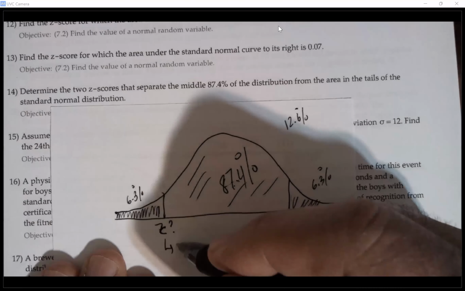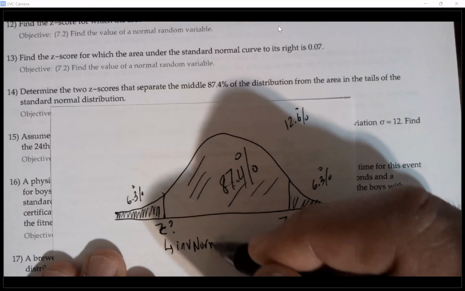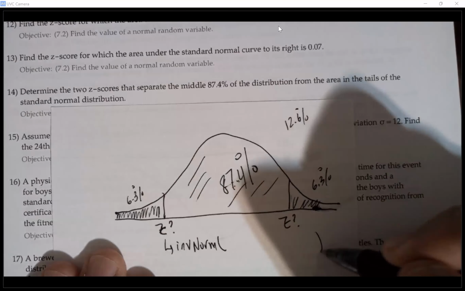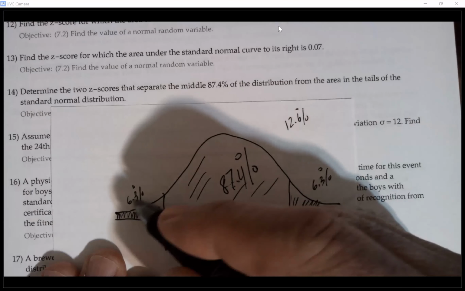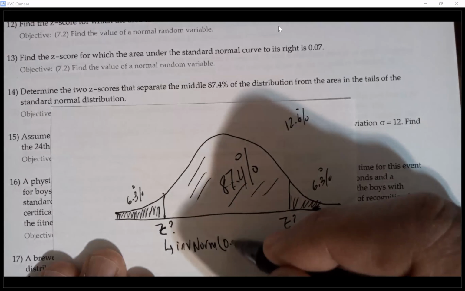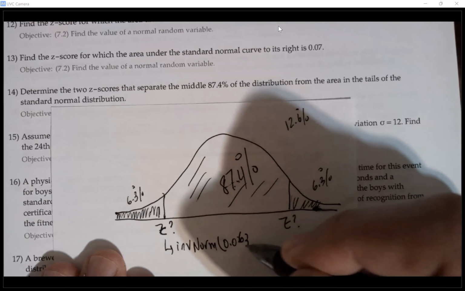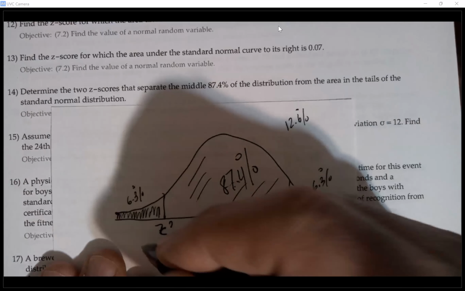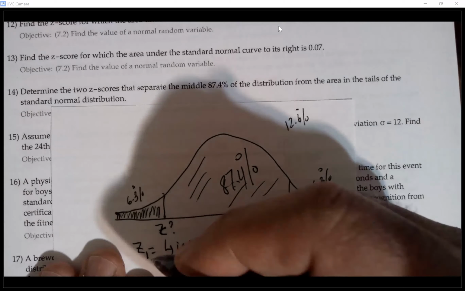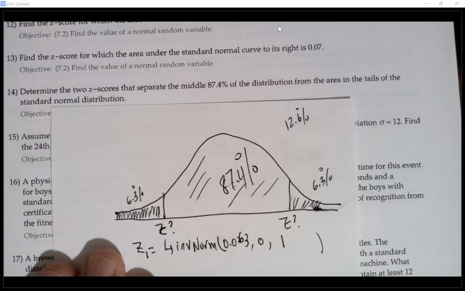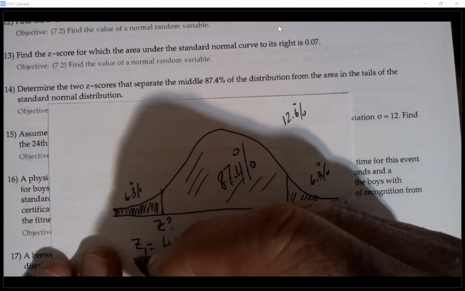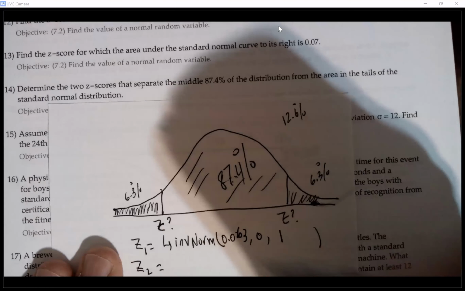You go inverse norm. You need the area to the left, which you already know, 6.3%, so 0.063, and then comma 0, comma 1. You find the first one. It's going to be negative. The second one is going to be positive, Z2, and it's going to be the total opposite.